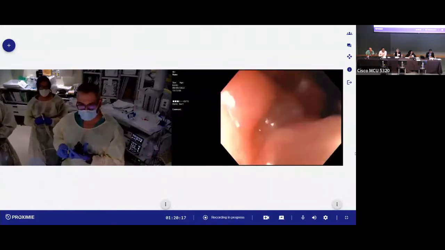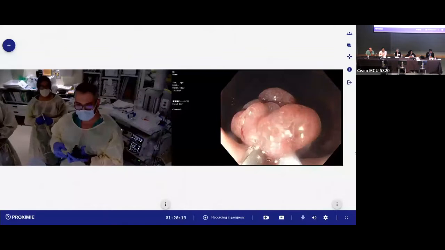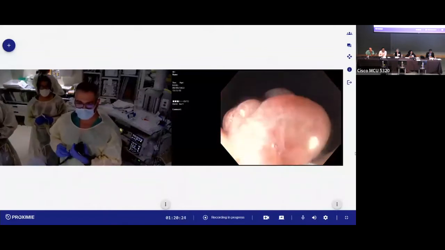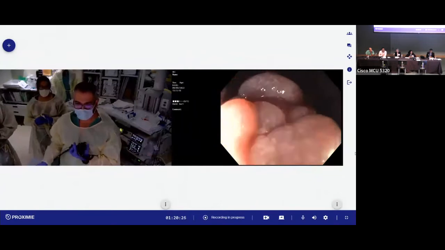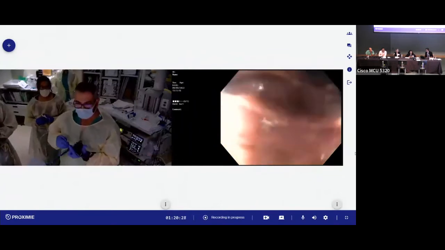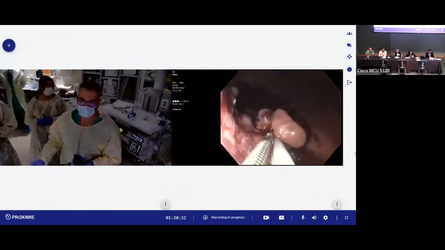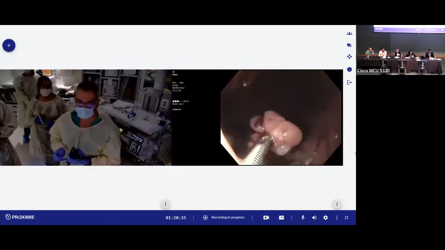So I'm trying to see how deep I can get through it. So I'm now moving my snare down. And the more I move the snare down, I'm pulling it here. And are you aiming to get as much of the base or just to get the bulk off at this point? Tell us what your goal is with this technique that you're using.